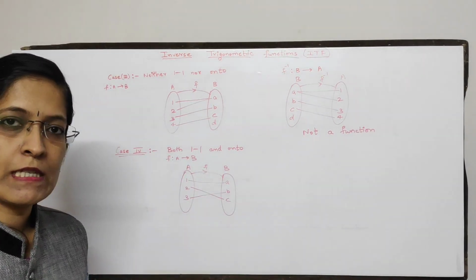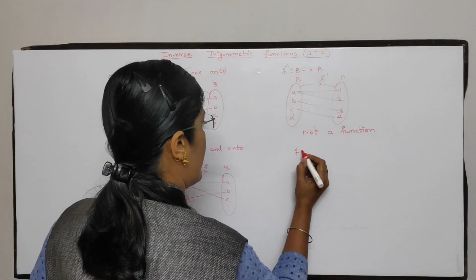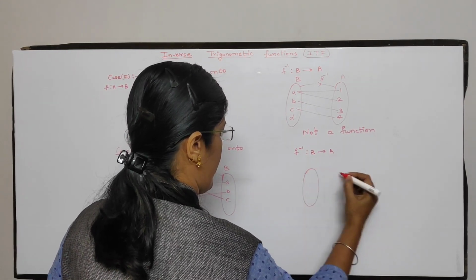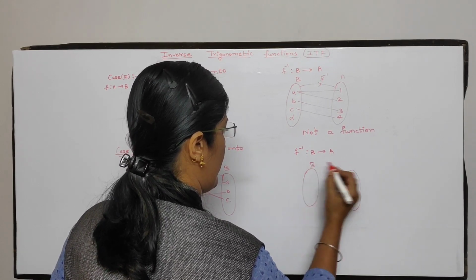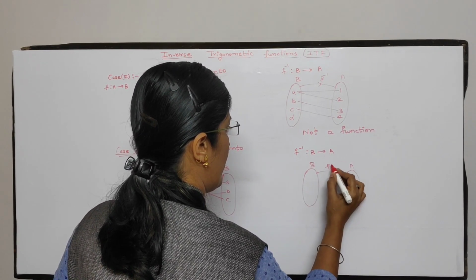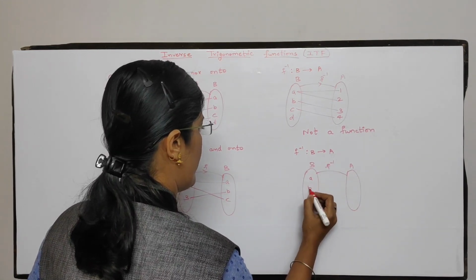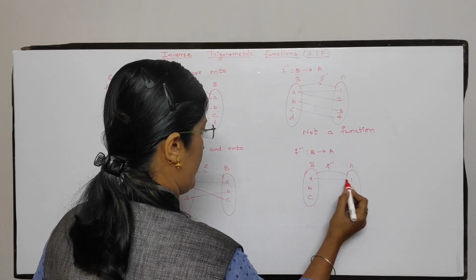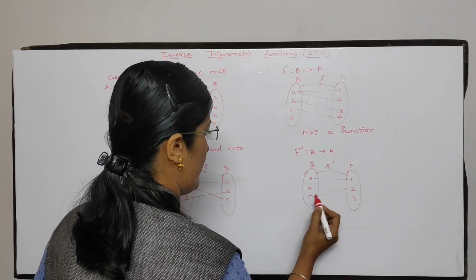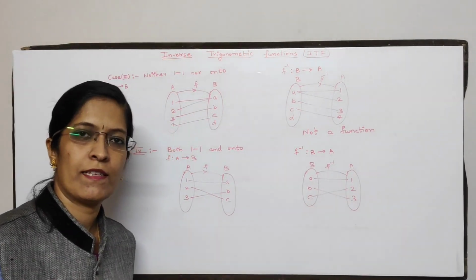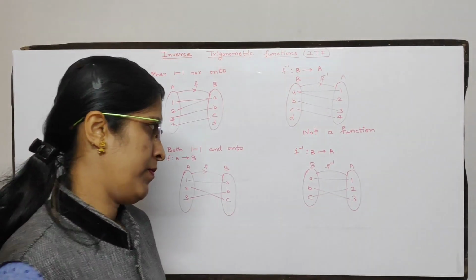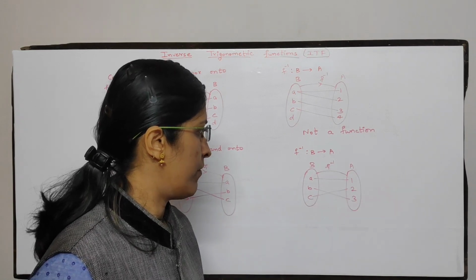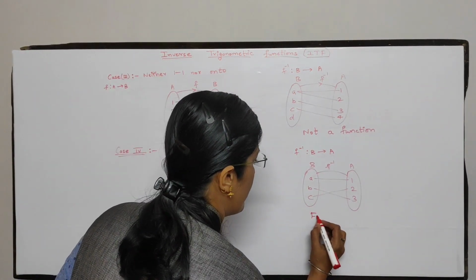Now let me check whether the inverse exists or not. F inverse from B to A. A, B, C, 1, 2, 3. Whether this is a function? Yes. All the hostel boys have got the room. 1 boy, 1 room. Correct. Rooms are filled. Right. So this is a function.